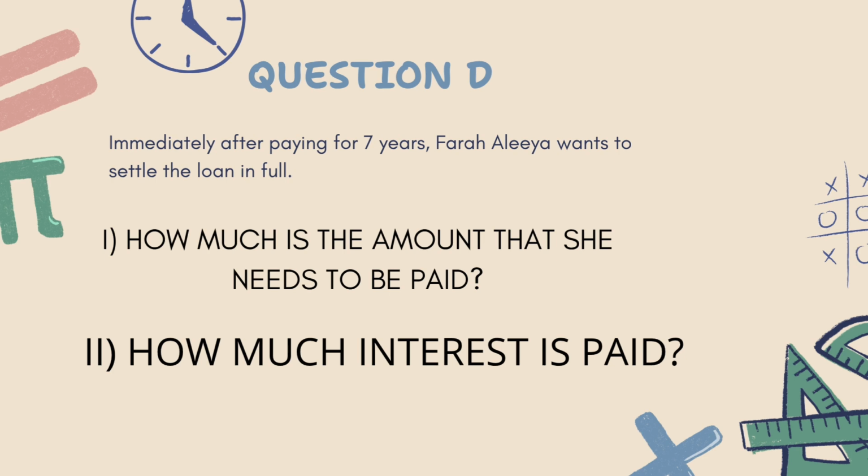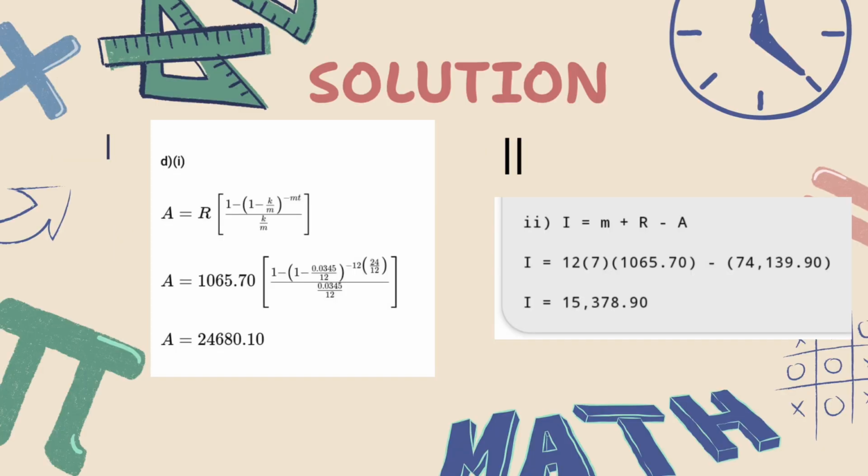Question D. Immediately after paying for 7 years, Farah Alia wants to settle the loan in full. D1. How much is the amount that she needs to pay? First, I use the present value annuity formula to calculate A. After substituting the values and solving, I obtain the answer A equals 24,618.10 ringgit.